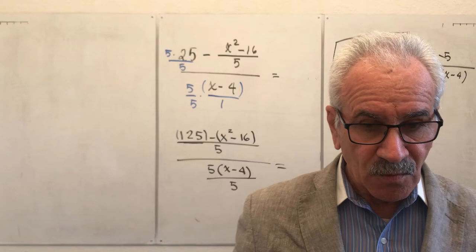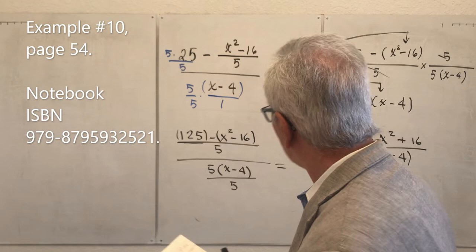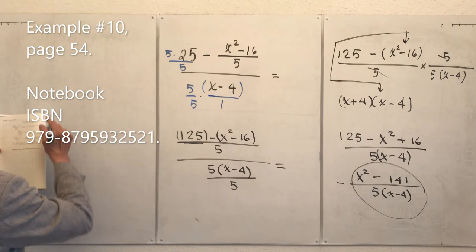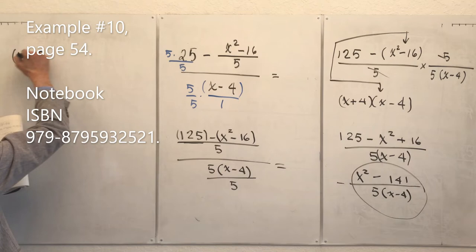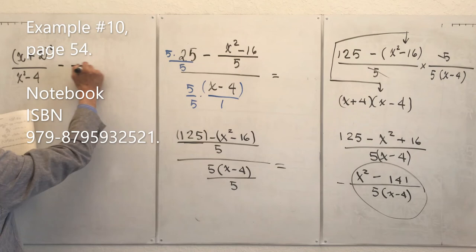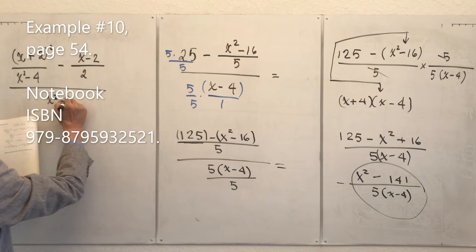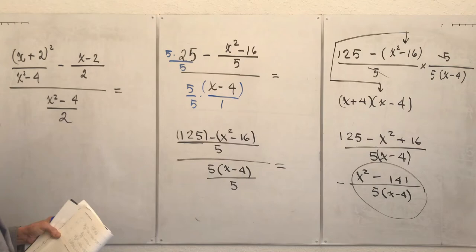No question. Let's do another example. (x + 2)² divided by x² − 4, minus (x − 2) divided by 2, all of them divided by (x² − 4) divided by 2. Please do the same, use the same methodology.